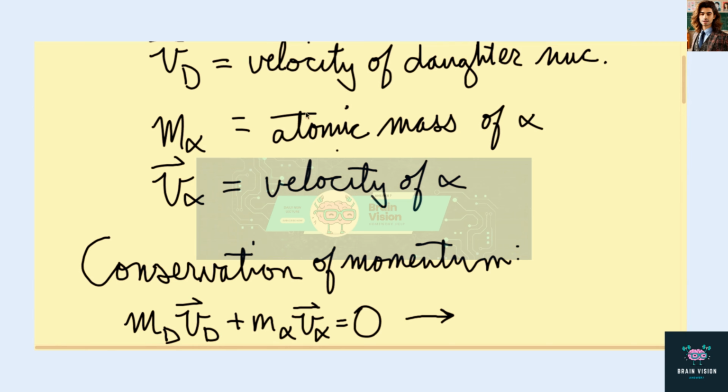The critical properties we will utilize in order to prove this are, first, the conservation of momentum. That is, the sum of each of the momenta of all of the players in this reaction equals 0, and that should be a 0 vector to be precise. Using this conservation property and noting that the velocities are in opposite directions, we can express this as follows: m sub d times the scalar velocity, which is speed, of the daughter nucleus is equal to m sub alpha times the speed of the alpha particle.